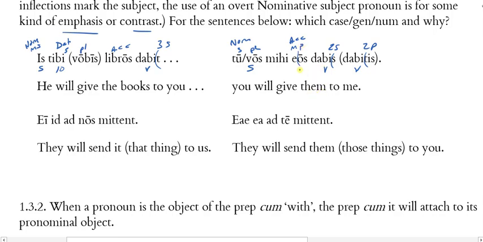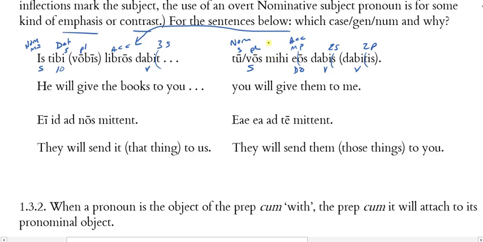Now, why is it accusative? What determines the case of the pronoun? Its function. That's right. I heard you say that. Its function. It's the direct object of give. You will give them. And why is it masculine plural? Because I'm referring backwards here to my referent or my antecedent, libros, which are books, and books are masculine plural in Latin. So that's what I'm giving, or that's what you're giving, or will give. So you will give them.